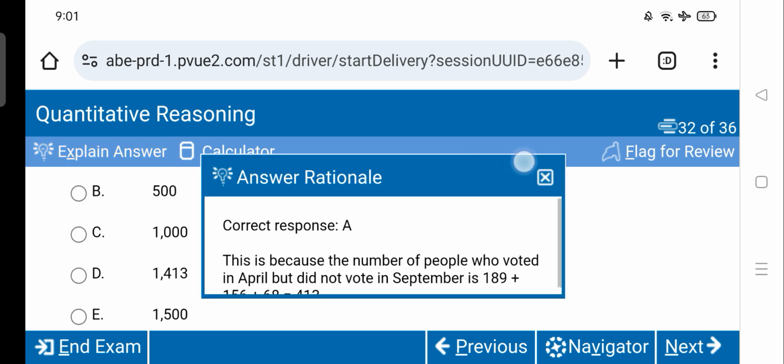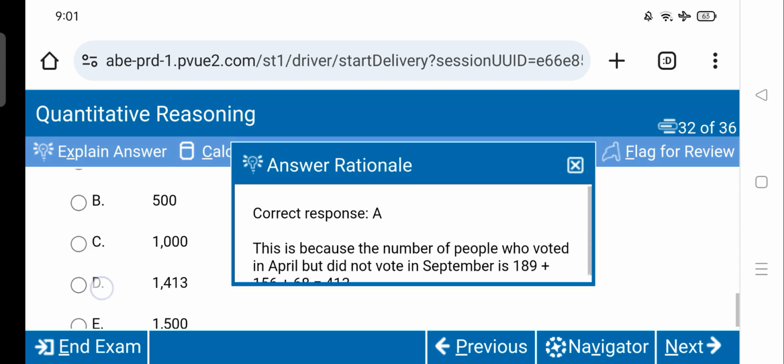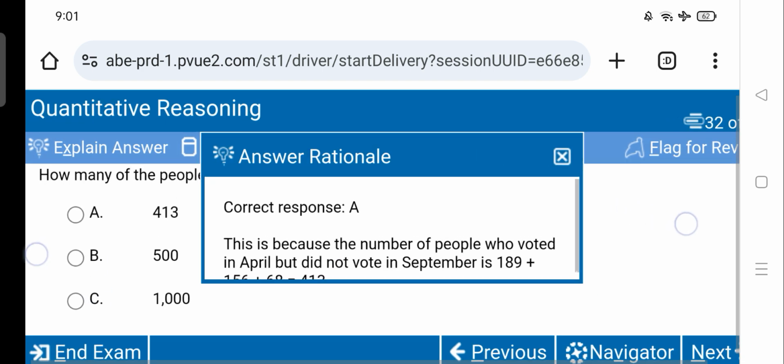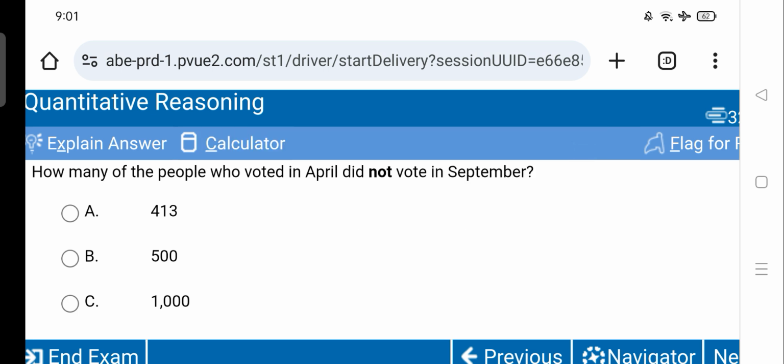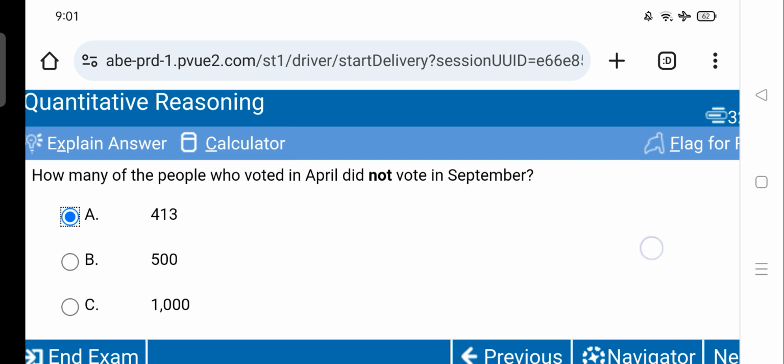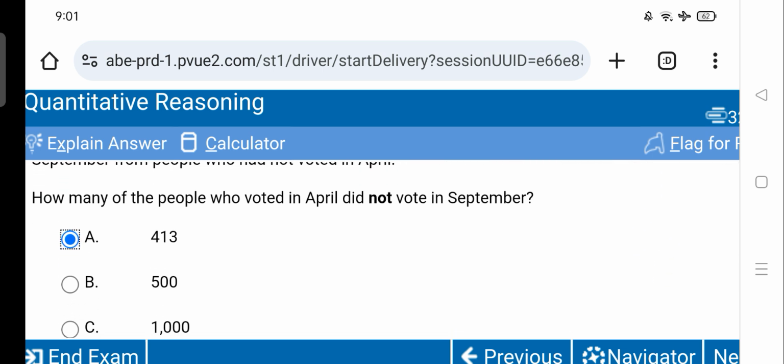So the correct response is option A. This is because the number of people who voted in April but did not vote in September is 189 plus 156 plus 68, which equals 413, which is option A. 413 is the number of people who voted in April but did not vote in September.